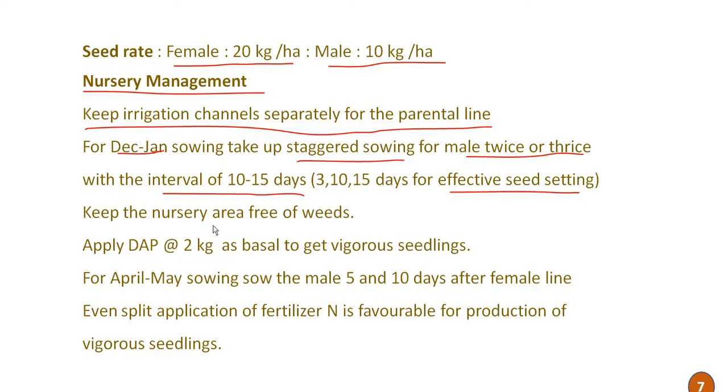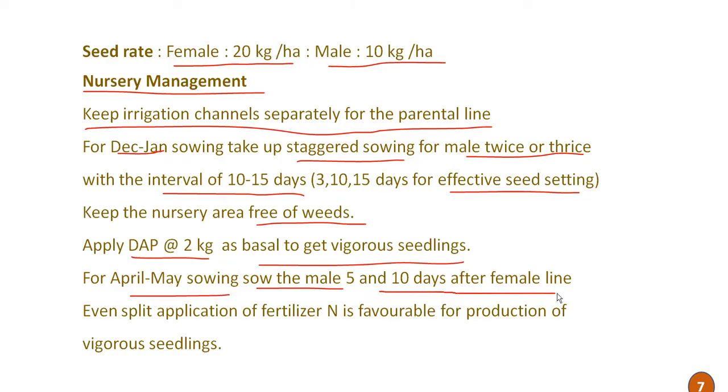line. Then keep the nursery area free from weeds. Then apply diammonium phosphate at the rate of 2 kg as basal to get vigorous seedlings. For April or May sowing, sow the male 5 and 10 days after the female line. So again, this practice is done for synchronous flowering in the male and female parent. Even split application of nitrogen fertilizer is favorable for production of vigorous seedlings. So these are some key points during nursery management.